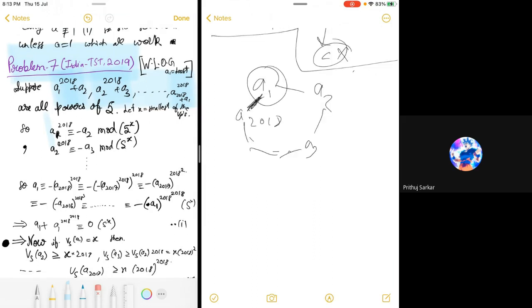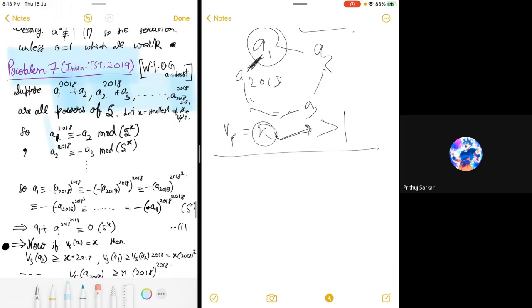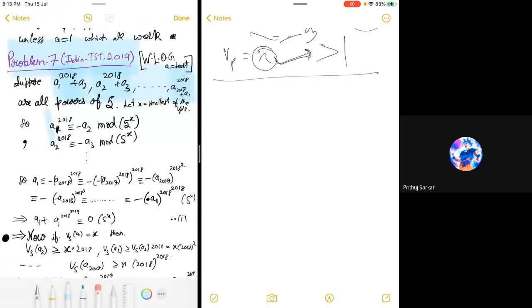So also let the smallest vp in these numbers be x. Now, since these are all powers of primes, x should be somewhat large and it is obviously greater than 1, because otherwise this becomes 0, 1. But these numbers are clearly greater than 1 because all the a_i are greater than 1. So all of these numbers are basically 5 to the some n. So we get that a1 to the 2018, so we get this thing, dot dot.